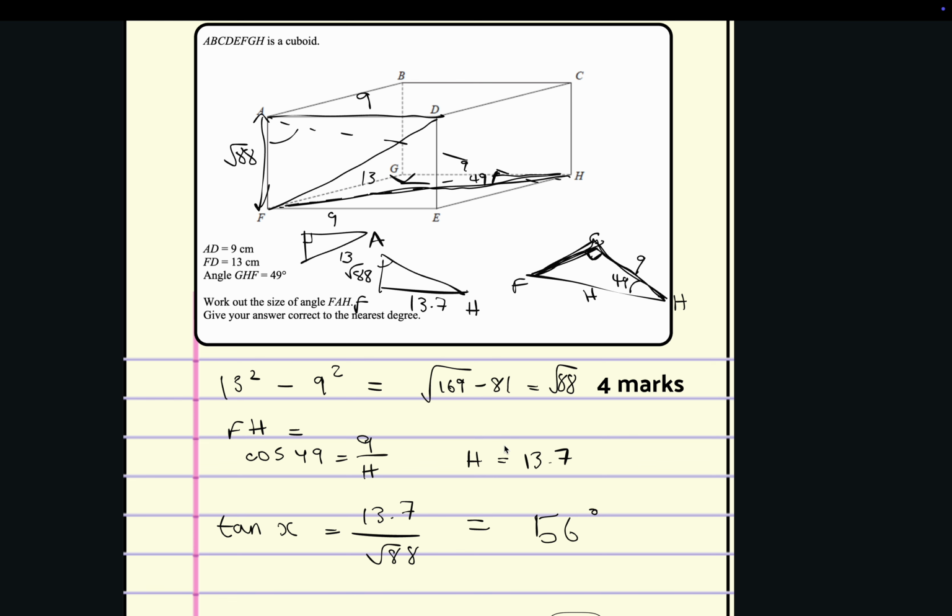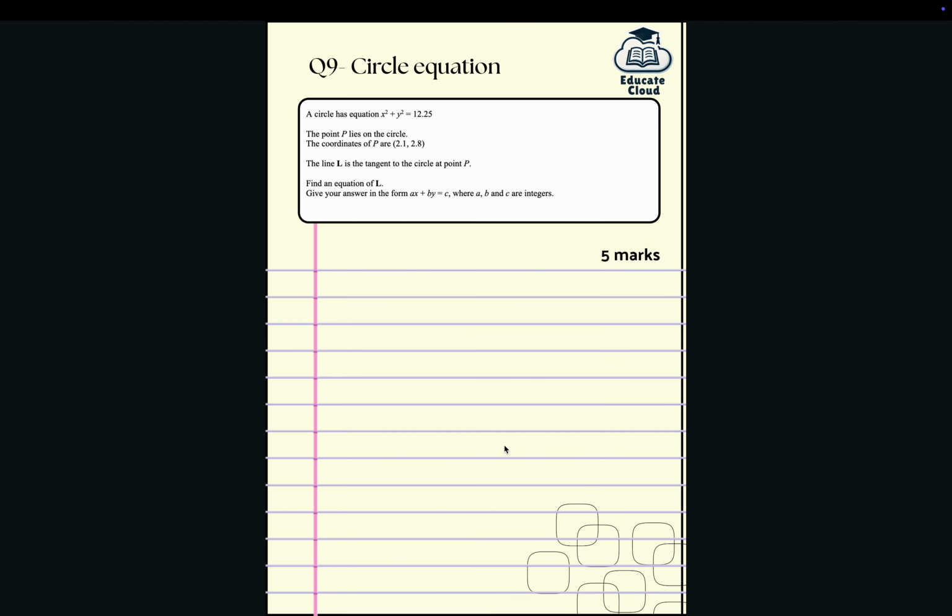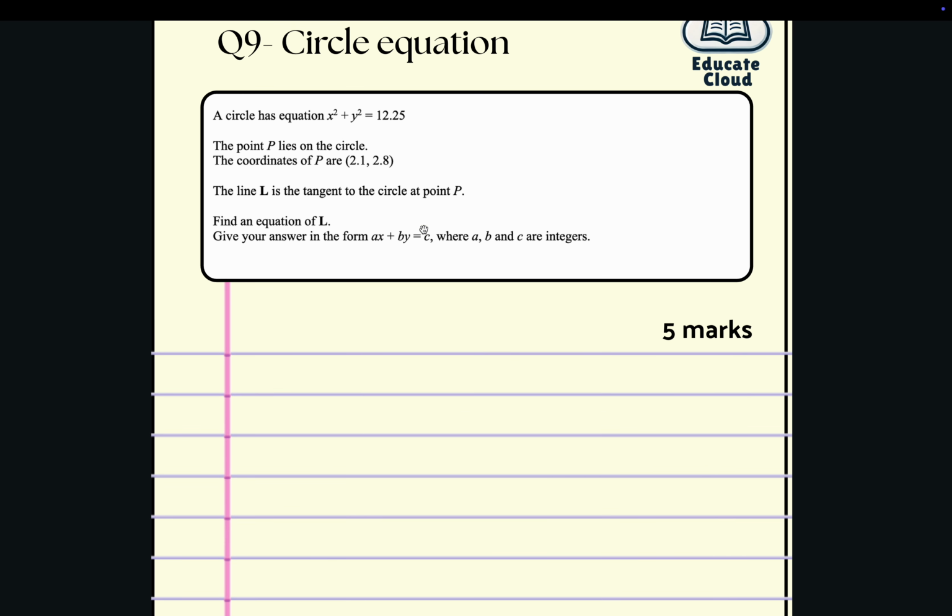Okay, and that is my size of angle FAH. This is a tricky one. If you need to draw it out, even think of it like a 3D box, do that, because it's a tricky one, but you will get a 3D Pythagoras question that is quite tricky as well.